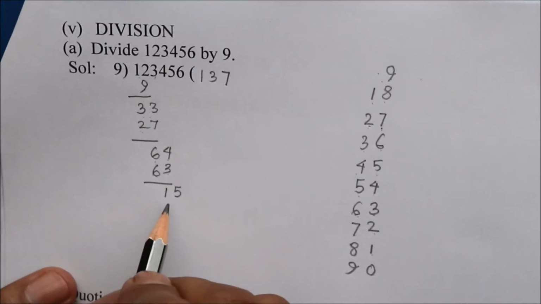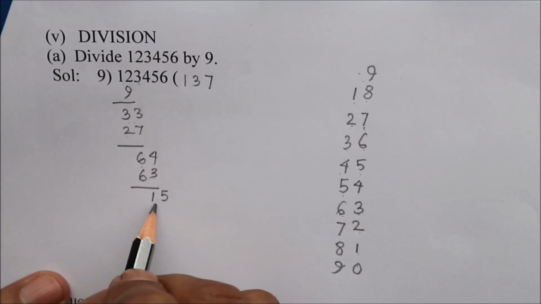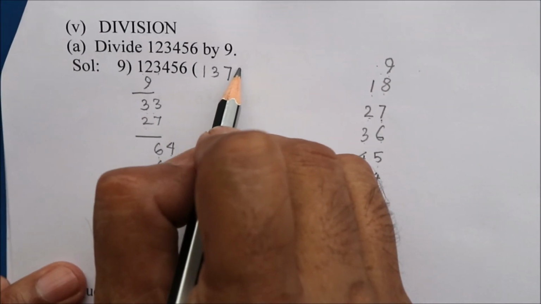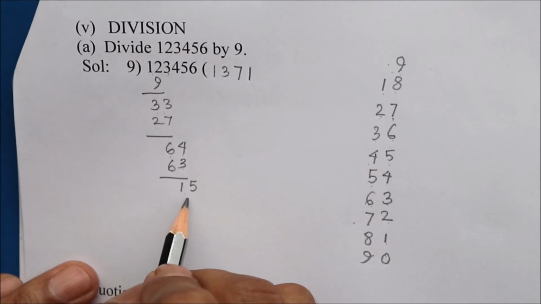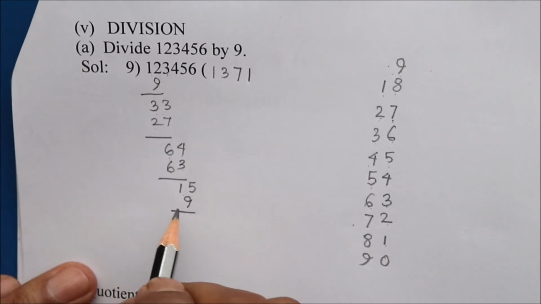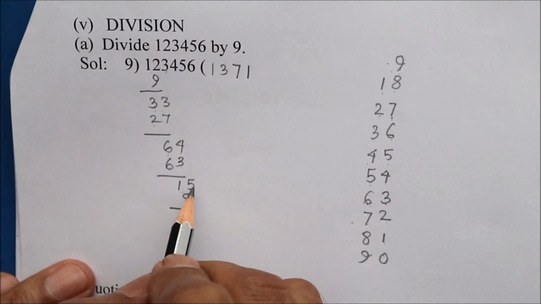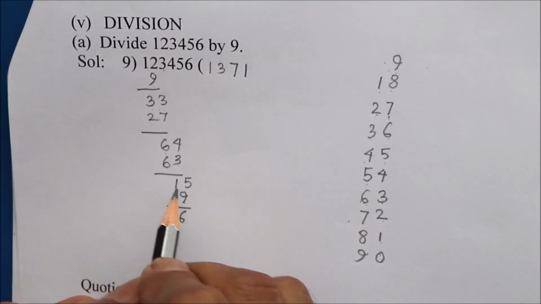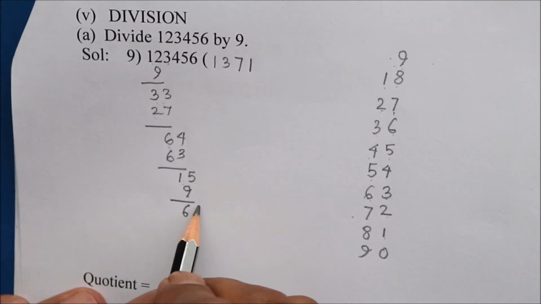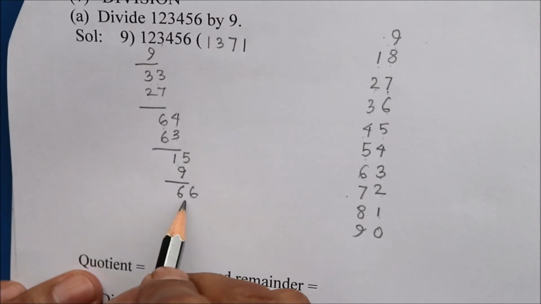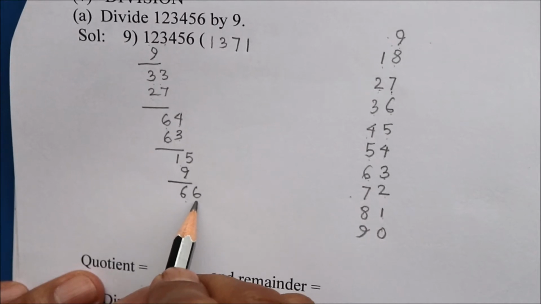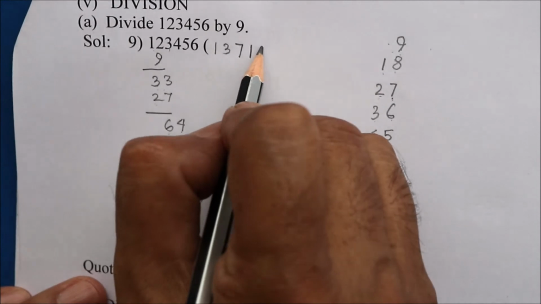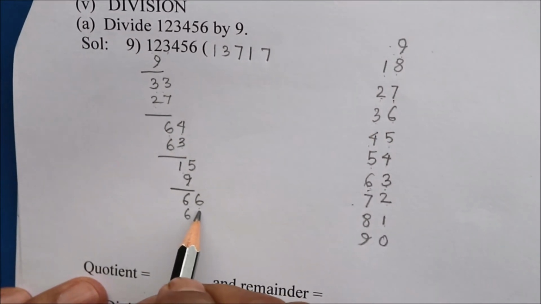The nearest multiple less than 15 is 9, which is the first multiple. You write here 1 and write here 9. Minus 9 plus 1. 5 plus 1, 6. 1 minus 1, 0. Bring down the next digit, 6. The nearest multiple less than 66 is 63, which is the 7th multiple. You write here 7 and you write here 63.